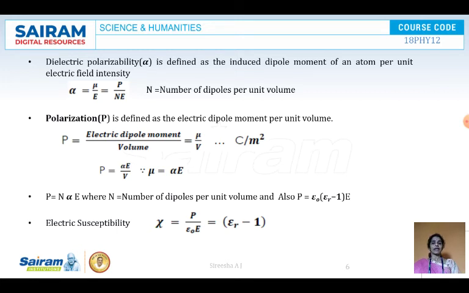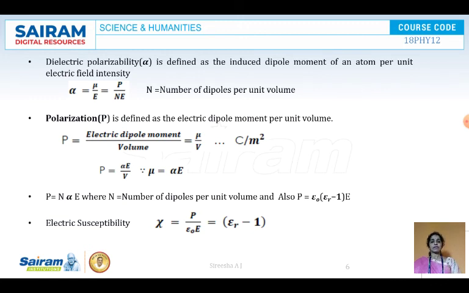It is denoted by alpha. It is defined as the induced dipole moment of an atom per unit electric field intensity. That is, alpha is equal to mu by E. As per the definition, induced dipole moment mu per unit electric field intensity. It can also be shown that mu can be written as P by N. Therefore, alpha can be written as P by NE, where N is the number of dipoles per unit volume.